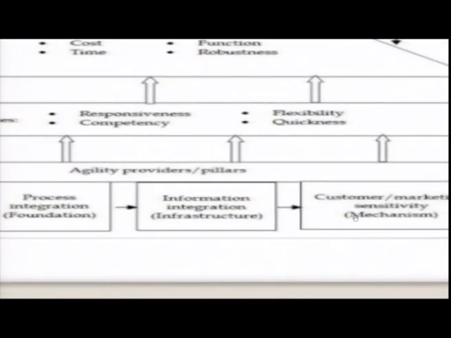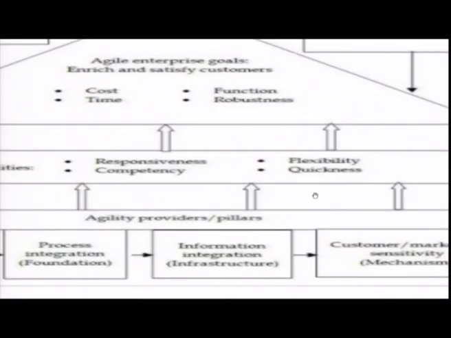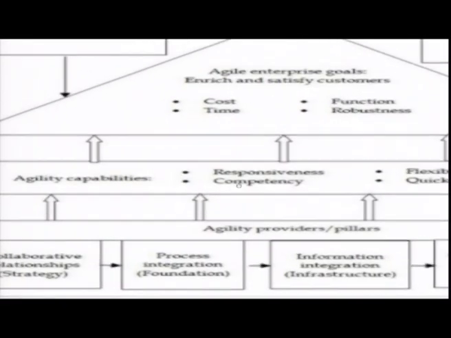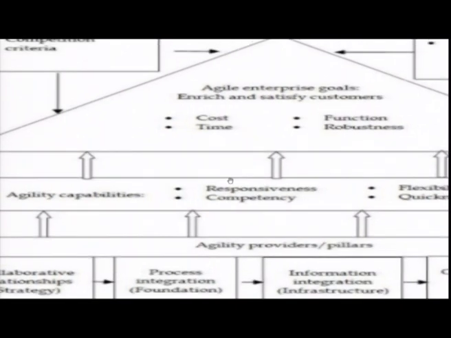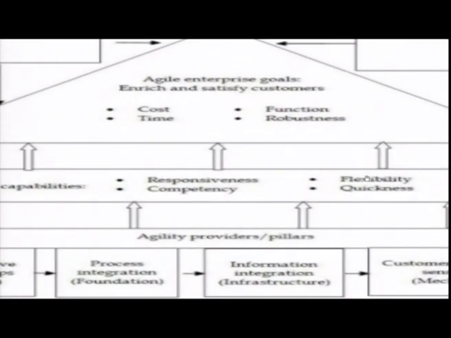Infrastructure, 4. Mechanism. Now with these pillars we go into the agile capabilities: responsiveness, competency, flexibility or adaptability, and quickness, which we saw in the earlier slides. So this agility, capability, responsiveness, competency, flexibility and quickness will make us achieve the goal as far as the agile enterprise is concerned. So this is the framework of an agile enterprise.